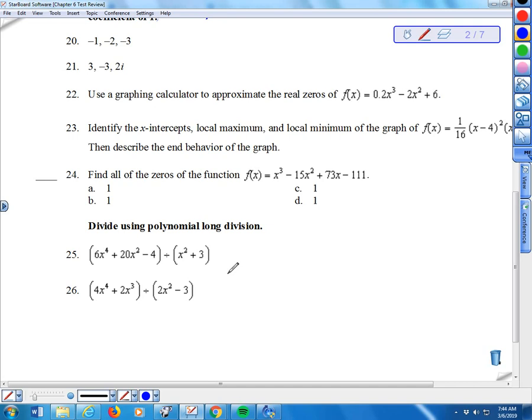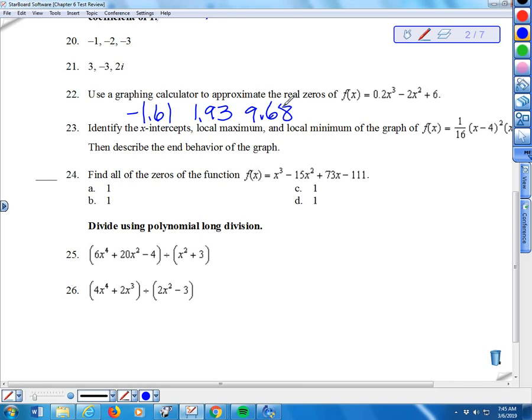So it looks like one zero is at negative 1.61. Another zero is at 1.93, and then another one, I just go to the last zero here. And that is 9.68. Okay.